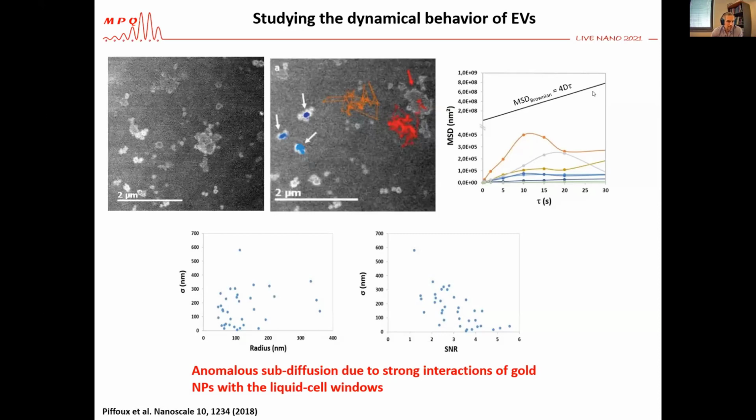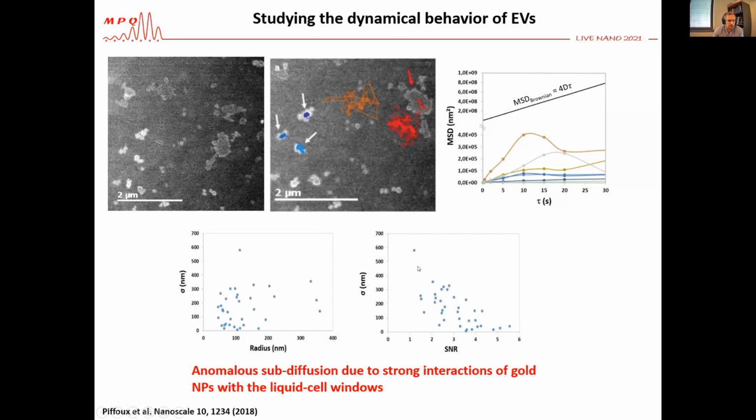And we wanted to know what affects their diffusion. And here you see the standard deviation of the position of the vesicles with respect to their mean position. And you see that there is no correlation between the motion of the nanoparticles and their size, but there is a clear correlation between the motion of the vesicles and their signal to noise. So it clearly shows you, what you can see here on this image, that the vesicles which have a lot of gold on their surface, they don't move. They are almost motionless in the liquid cells.